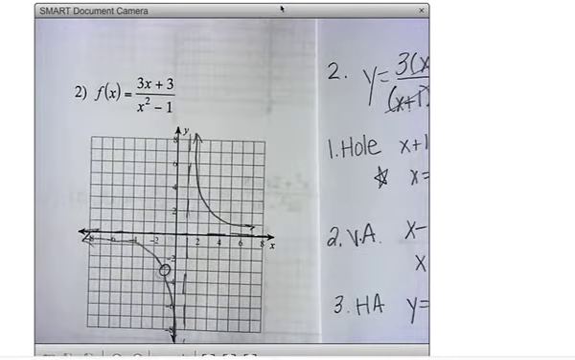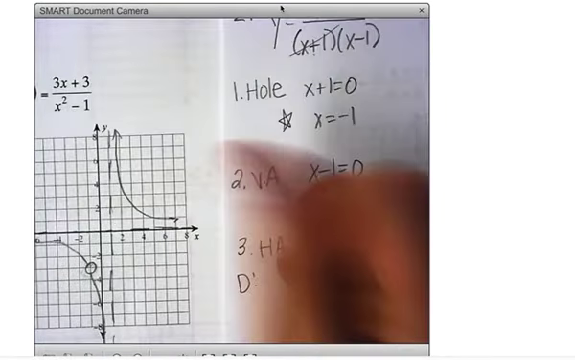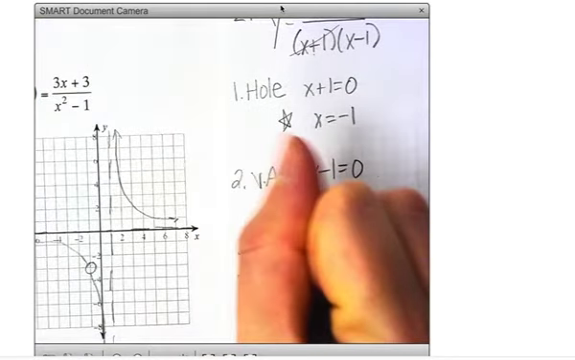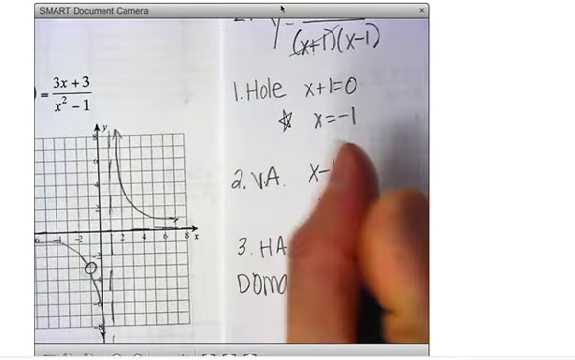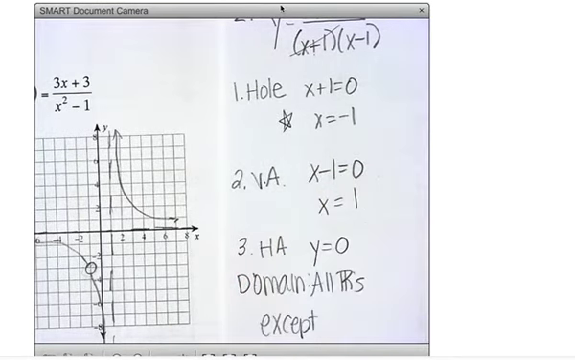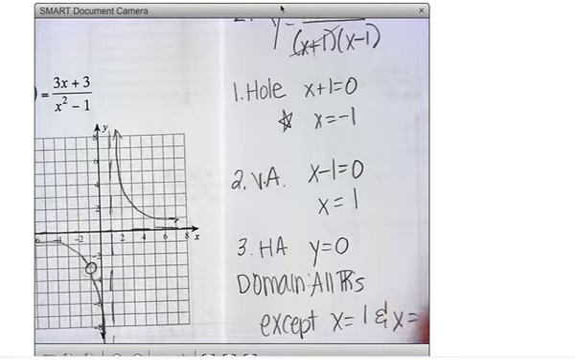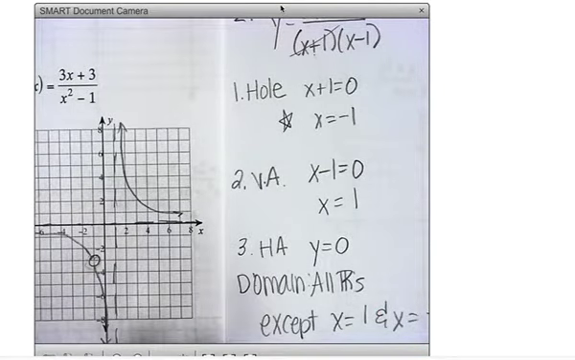Oh, we didn't do domain. Thank you, Katie. All right, what's the domain of this one? All reals except x equals 1 and -1. Where's the -1 coming from? The hole. The vertical asymptote makes it change.